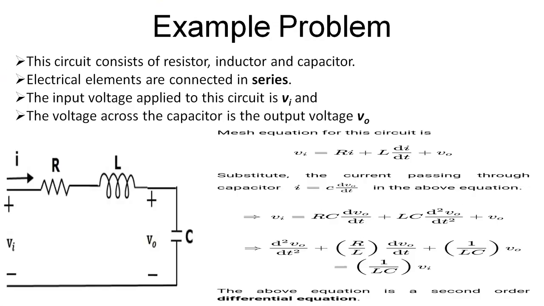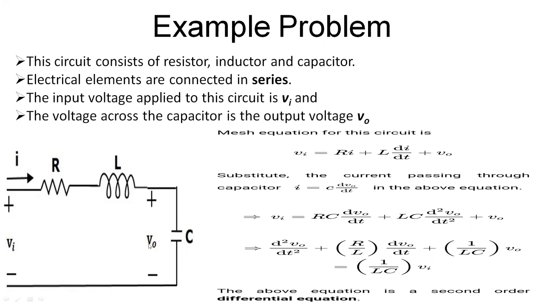Let's understand this with an example problem. We're seeing an RLC circuit here consisting of a resistor, inductor, and capacitor. Now, all these electrical elements are connected in series, as we are seeing here. The voltage applied to this circuit is Vi, and the voltage across the capacitor is V0.